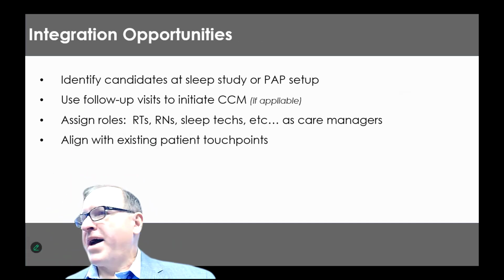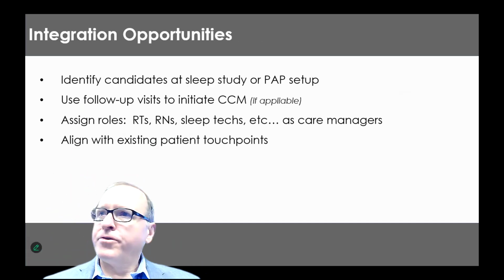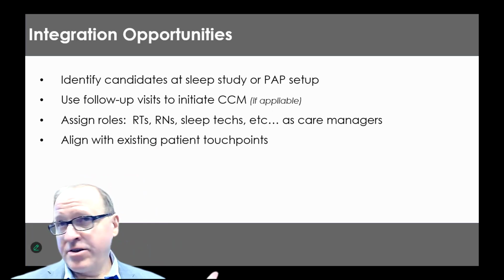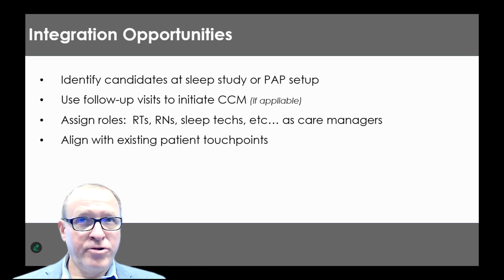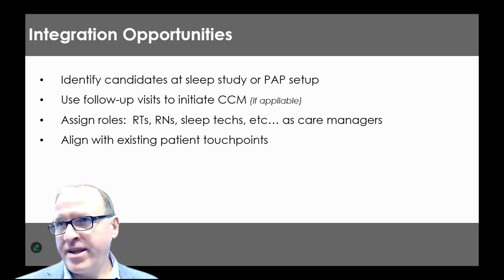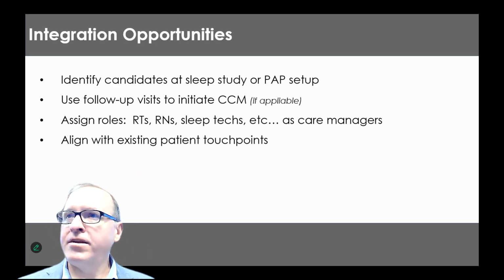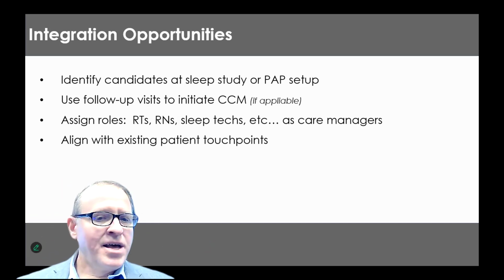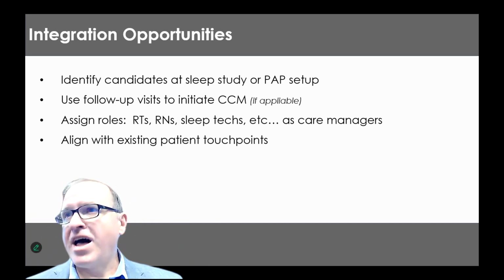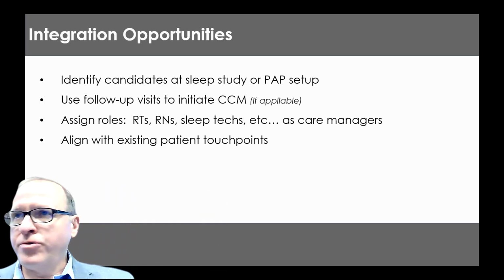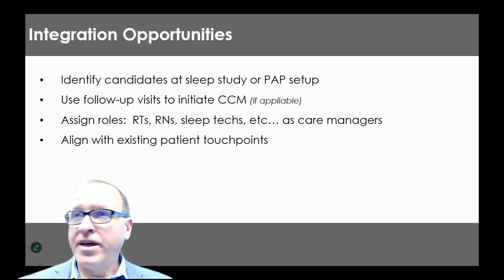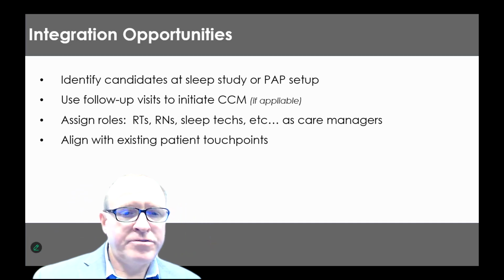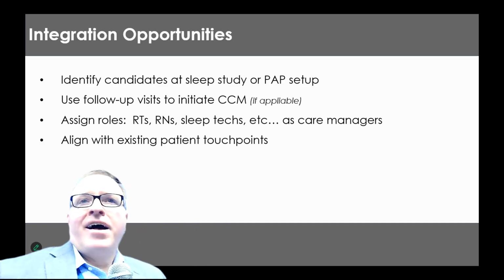So let's talk a little bit about integration, right? The first step would be really identifying ideal candidates. This could be done as early as the sleep study or at the PAP setup, right? Identifying some that could be a good candidate for either RPM and or RPM and CCM. Being able to use follow-up visits would allow you to then start to initiate the CCM service if it's applicable, if they have one of those comorbidities.